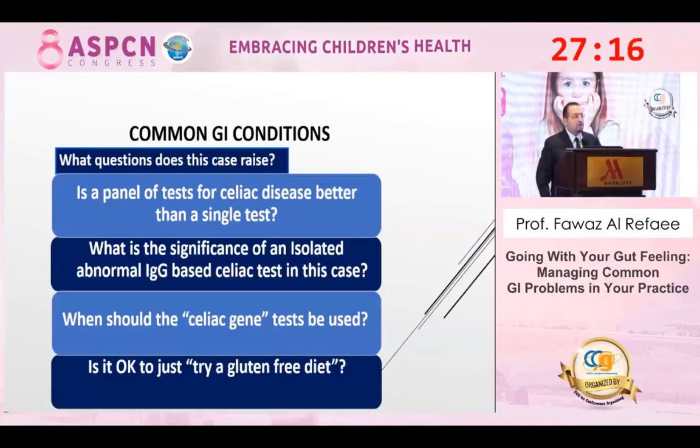That is, is the panel of tests for celiac disease better than a single test? Should we do the whole panel or just choose 1 test? And if we choose 1 test, which test to go with? And what is the significance of abnormal IgG-based celiac test in this case? And when should the celiac genes test be done? What are the scenarios in which celiac serology should be tested? And is it okay just to try a gluten-free diet without having a diagnosis?